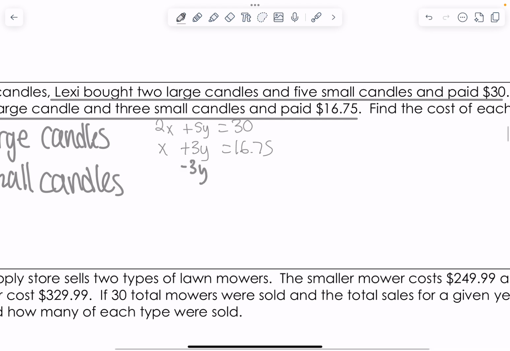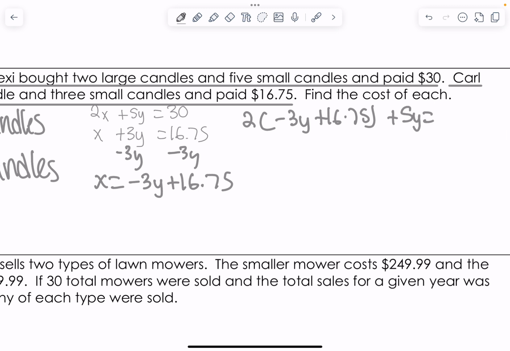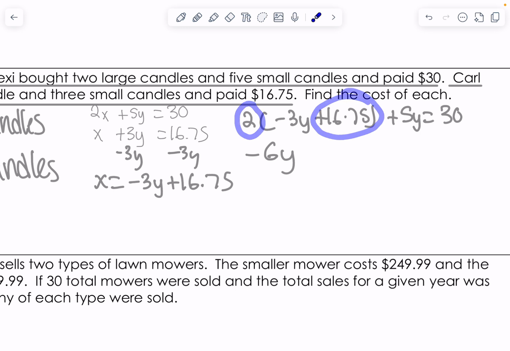So I can subtract 3y from both sides, and I find that x is equal to negative 3y plus 16.75. Let's take that value of x and plug it into our top equation, and we can then solve for y. So I know that 2 times (negative 3y plus 16.75) plus 5y has to be equal to 30. Again, I took my x and I just plugged it into the top equation. Simplifying this, we might need our calculator here momentarily. We get negative 6y. Moving over to my calculator. What is 2 times 16.75?